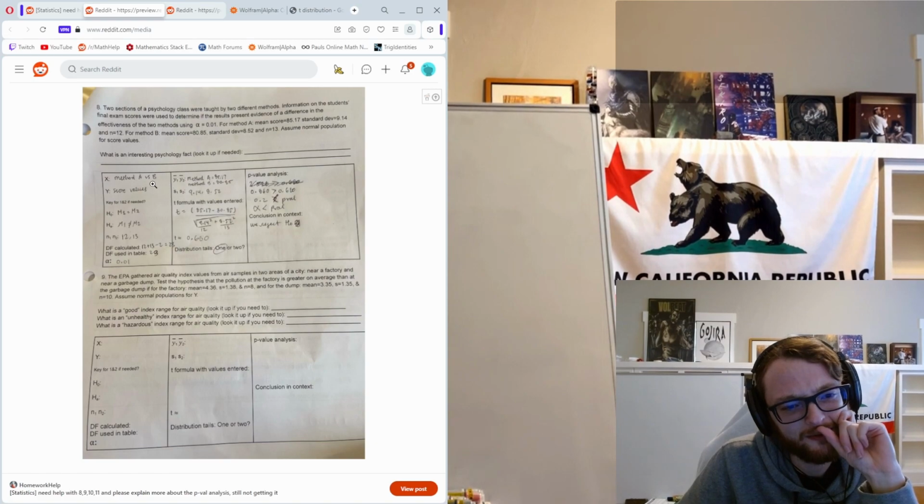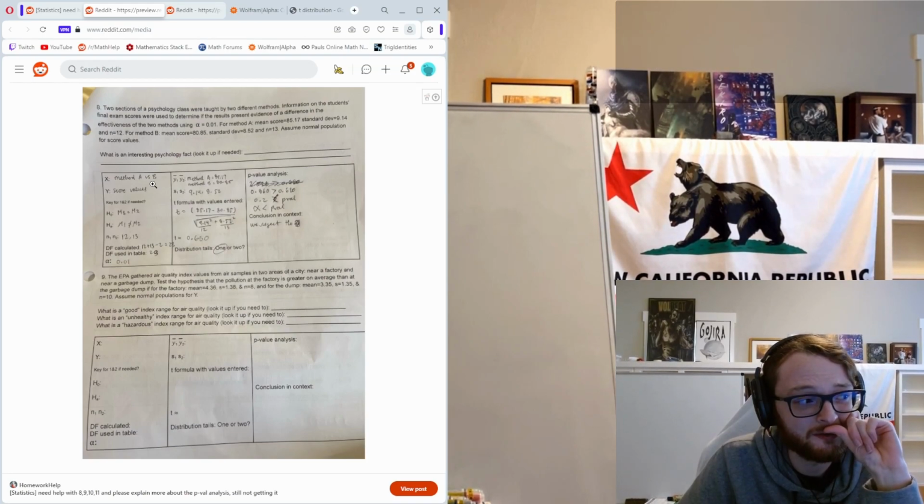Method A versus method B, what is score value? Actually, I think X is method A, Y is method B. But this depends on how they were taught, I guess. I don't know.